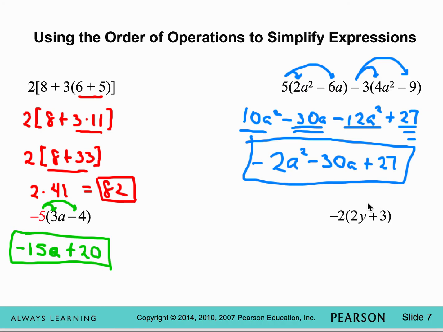Okay, can't do what's inside the parentheses, so we distribute. Negative 2 times 2 is negative 4 times y, and negative 2 times positive 3, negative 6.